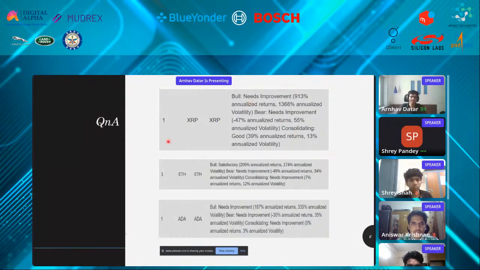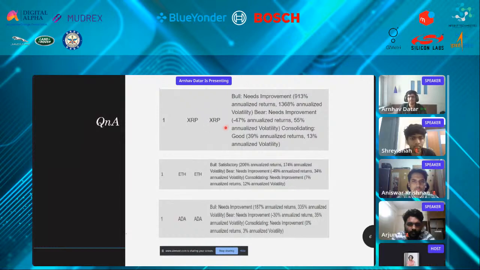We did not want to exceed the slide limit of 5, so we just added a Q&A slide, which was only based on Q&A. So if you see in bull, exactly, you're right. We did get very good returns in the bull market and slightly very high volatility.